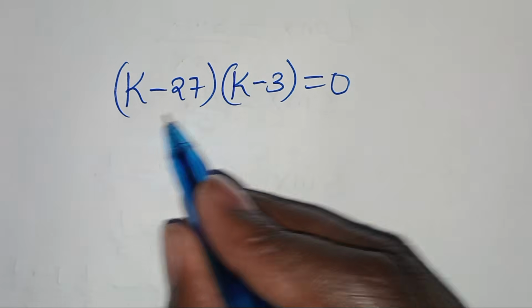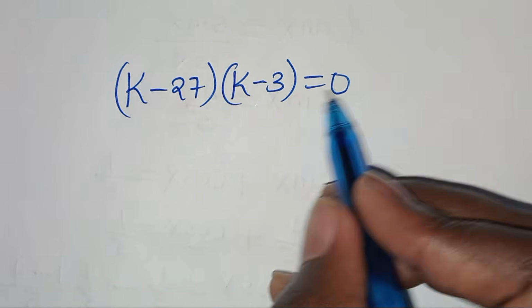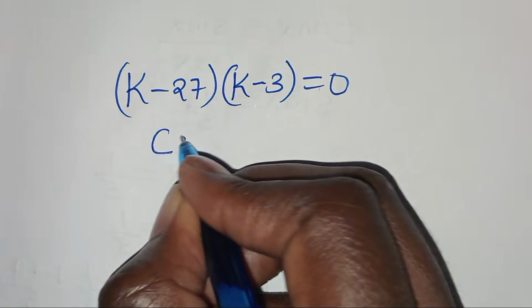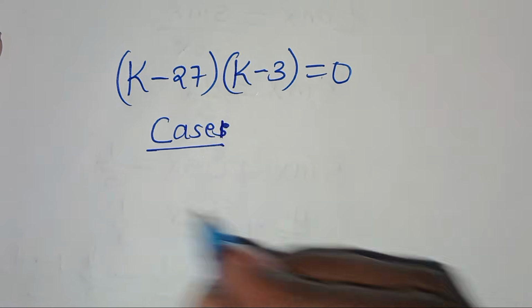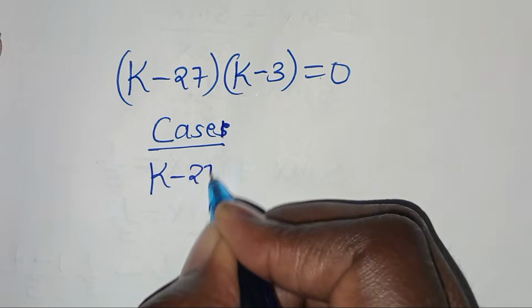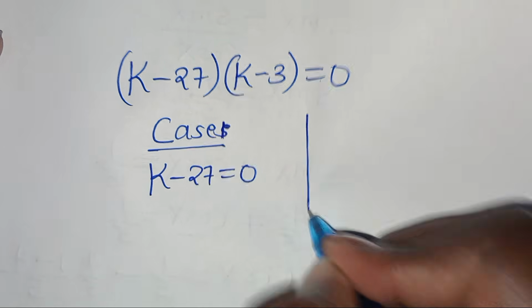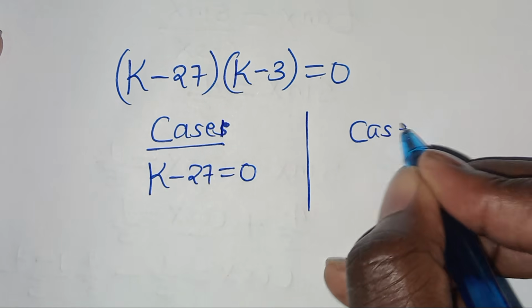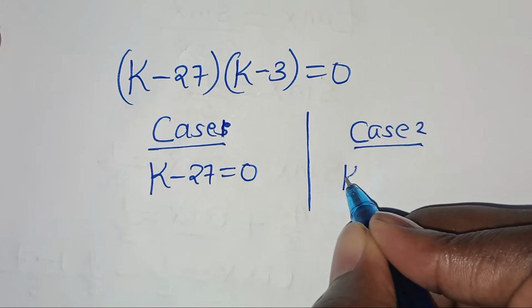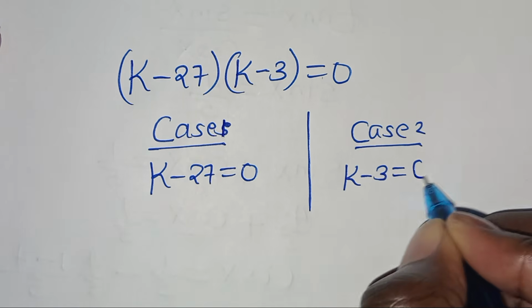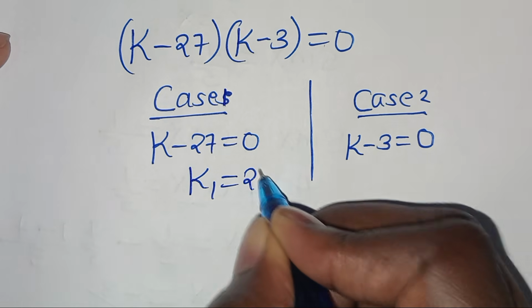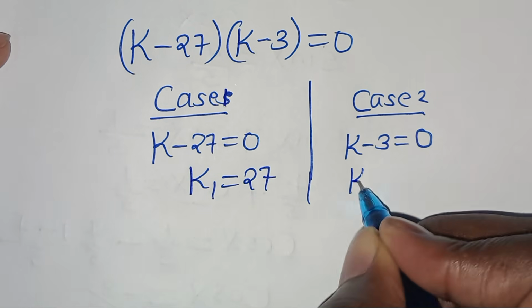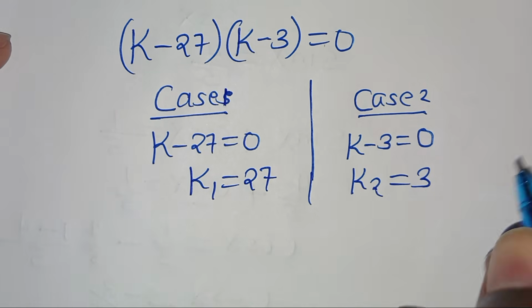Now we have (k − 27)(k − 3) = 0. So we have two cases here. Let's start with case 1, which is k − 27 = 0, and case 2, where we have k − 3 = 0. So k1 is equal to 27, and k2 is equal to 3.